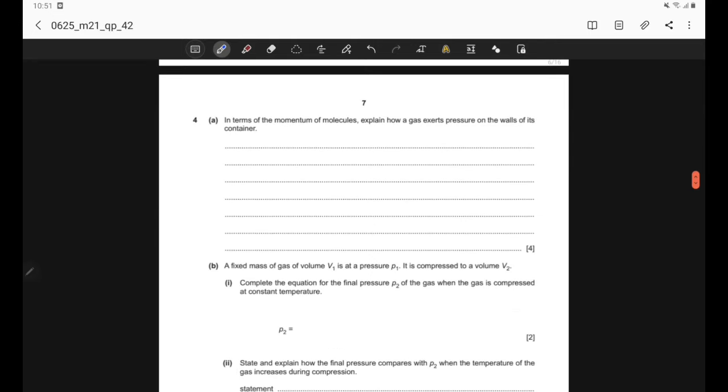In terms of the momentum of molecules, explain how a gas exerts pressure on the walls of its container. It is a very important, frequently asked question in so many past papers. So there are some key words you should include while writing this answer in order to score 4 marks. So I will just explain point by point.